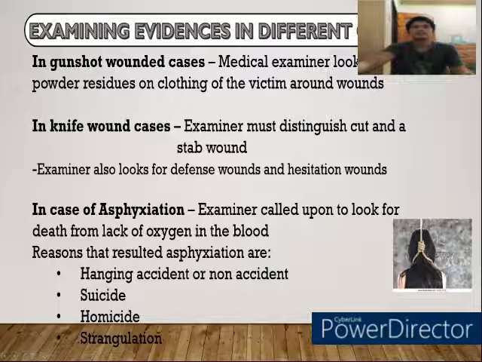So next is reasons resulting in asphyxiation: suicide, homicide. For example, asphyxiation can be caused by the replacement of oxygen in the red blood cells by another gas, manifested in the cases of carbon monoxide poisoning, which can be a result of suicide or homicide, and can also result from accident.